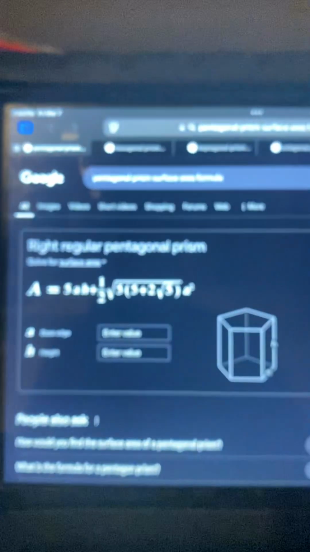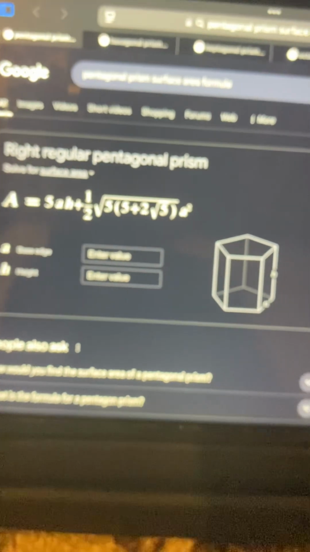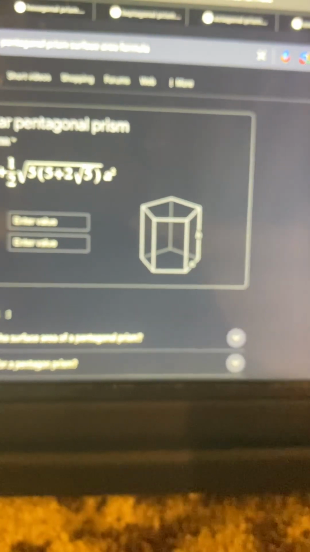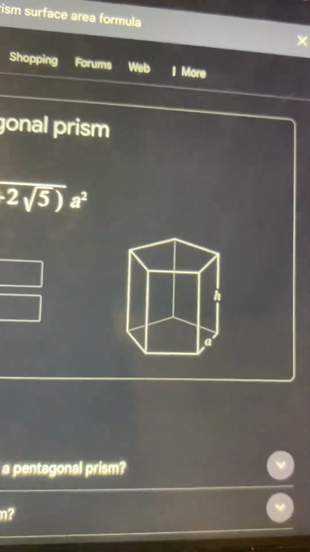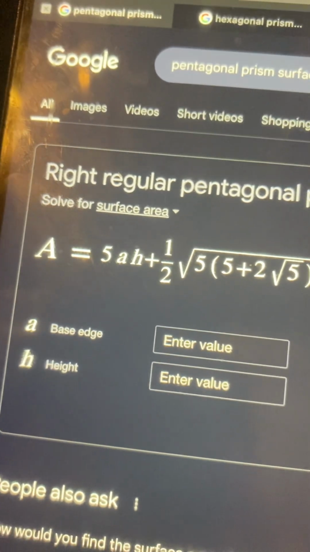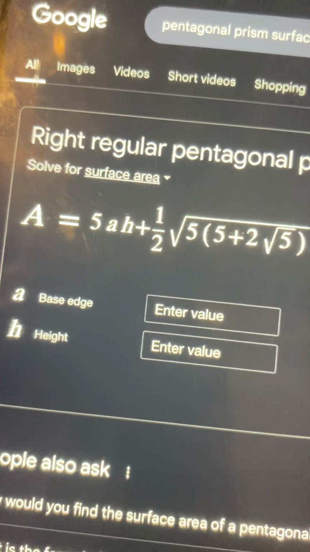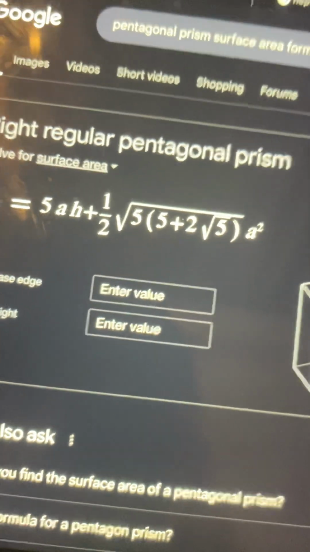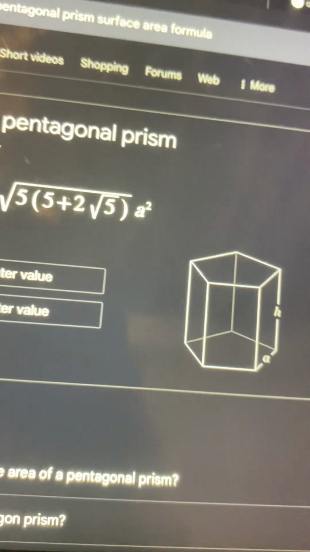In the meantime, we could still look at the actual formulas, and my, do I tell you, the surface area of all of these prisms is so complicated that they may be more complicated to remember. But they are not as complicated as the triangular prism, thank goodness. They are shorter, but just more advanced. The surface area of a right regular pentagonal prism could also be done the long way, such as 5ah plus 1/2 times the square root of 5 times 5 plus 2 times the square root of 5 times a squared.